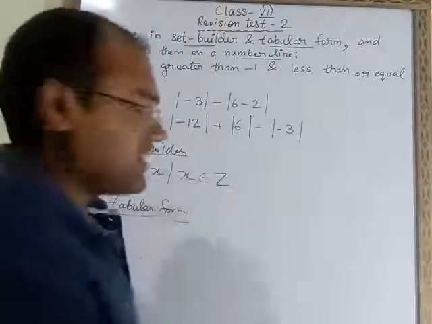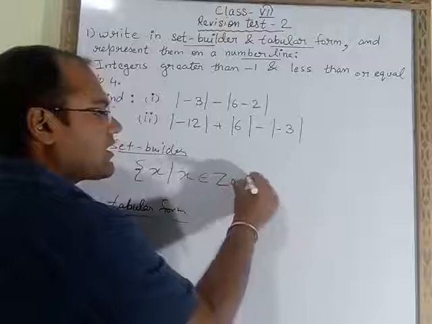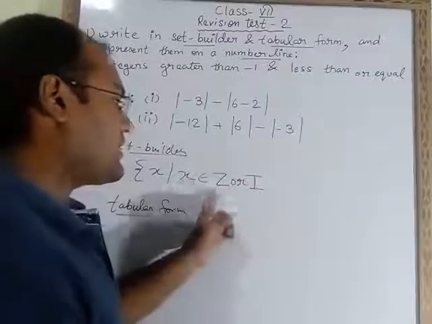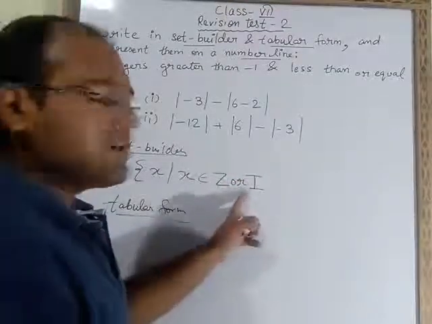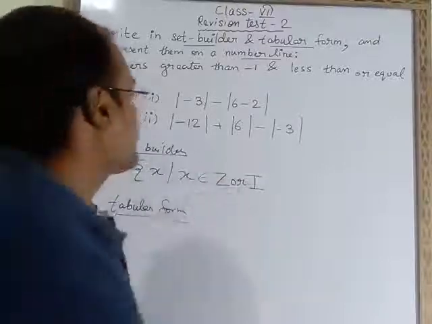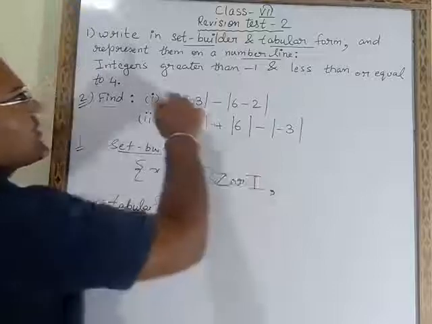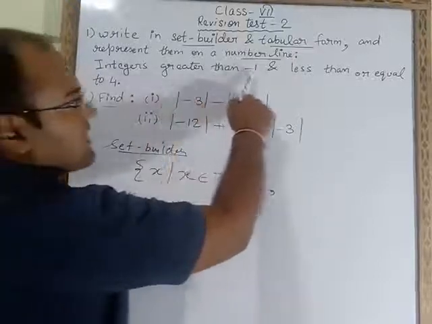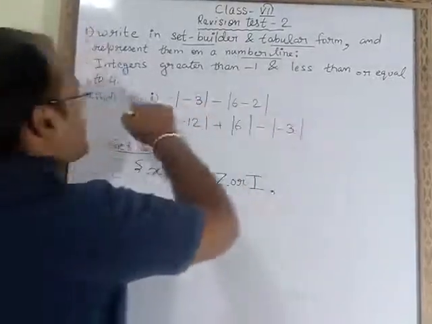Z means integer. Either you can write Z or you can write capital I also. Z and I we have to use to represent integer. Then after that we have to write the integers greater than -1 but less than or equal to 4.